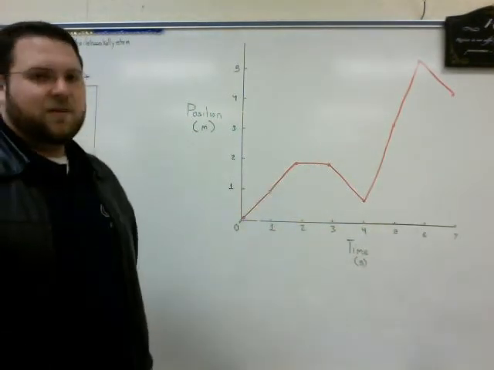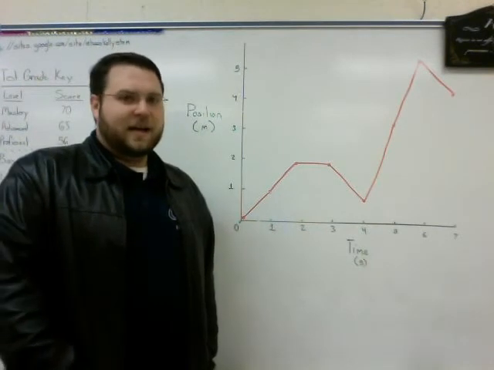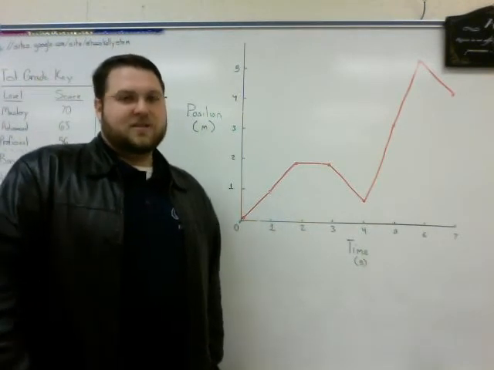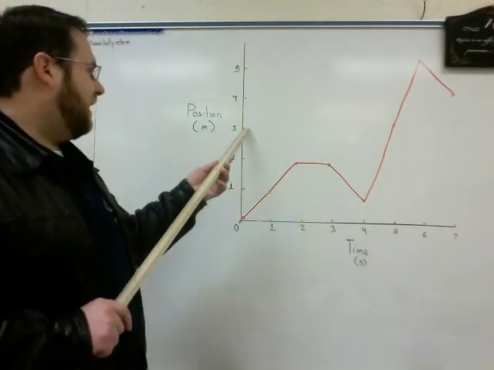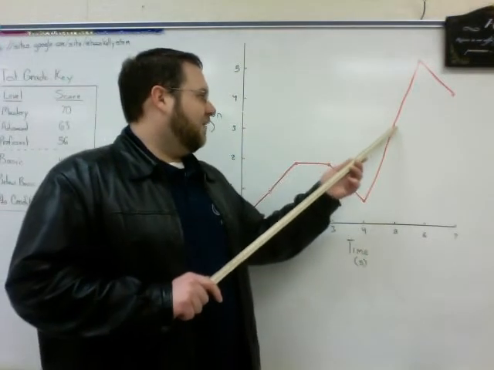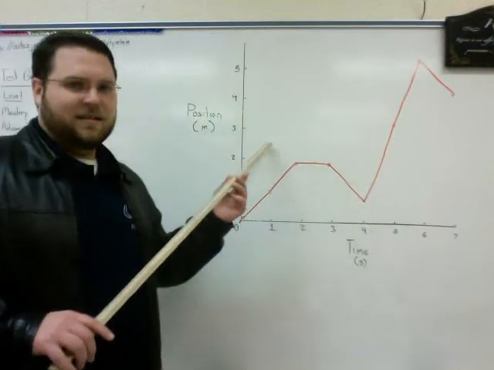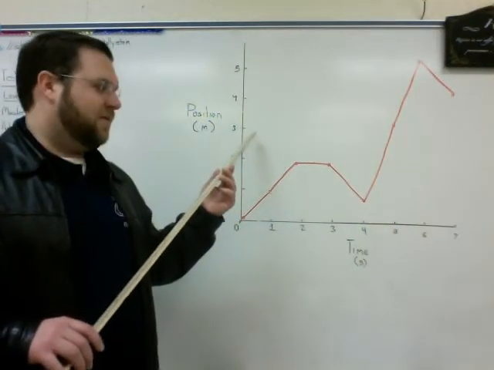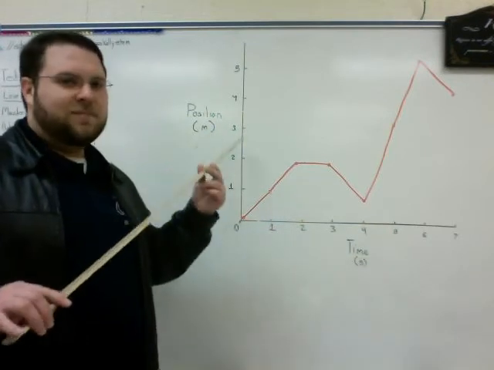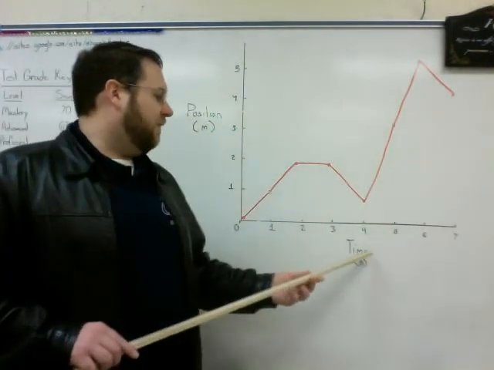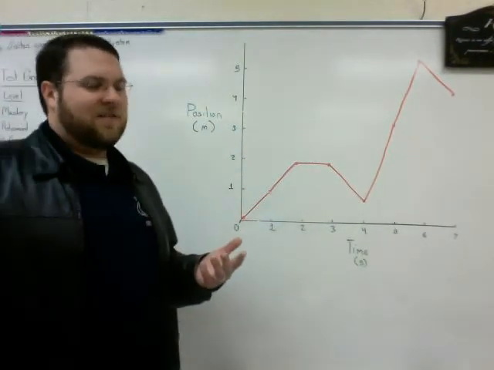This works the other way as well. If I want to know at what time this object had a position of 3 meters from the frame of reference, I go to 3 on the position axis, I follow that over, I follow it down, and I can find that after 5 seconds, the object was 3 meters from the frame of reference. So if I have a time, or if I have a position, this graph will let me find the other one. I just follow it to the line and then follow it over to the other side, and it will tell me that value.